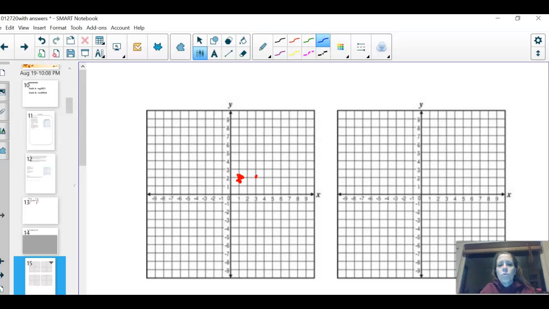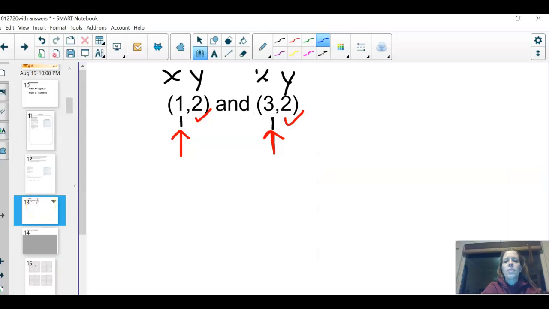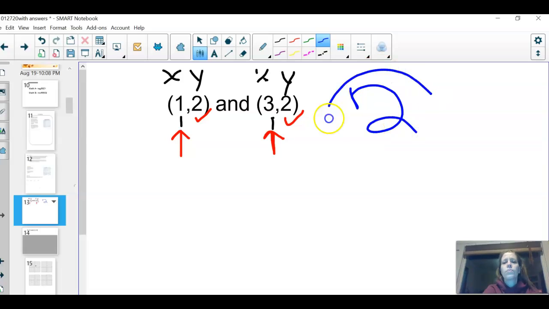Aquí es 1, 2, a la derecha 1 y arriba 2. Y este es 3, 2, a la derecha 3 veces y 2 arriba. Now I just have to see the distance. Ahora yo necesito encontrar la distancia. 1, 2, 1, 2. So the distance for this one is simply 2.